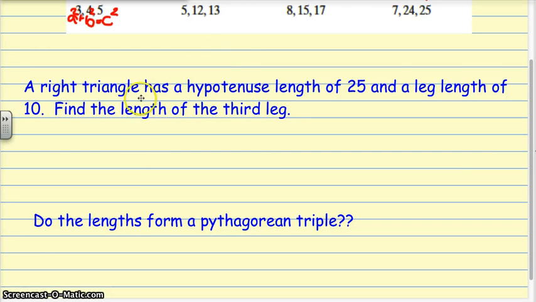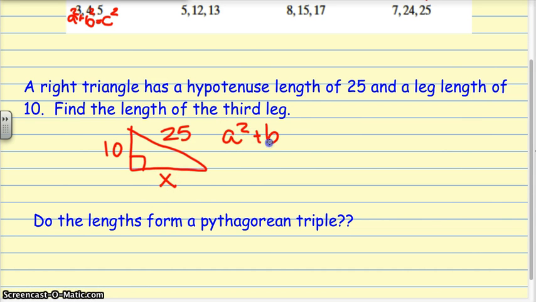All right, so here's an example. It says a right triangle, I'm going to go ahead and draw one, has a hypotenuse length of 25 and a leg length of 10. Put the 10 on either leg. Find the length of the third leg. I'm going to do a squared plus b squared equals c squared. Remember, c is always the hypotenuse. A and b can be switched around. So 10 squared plus b squared equals 25 squared.